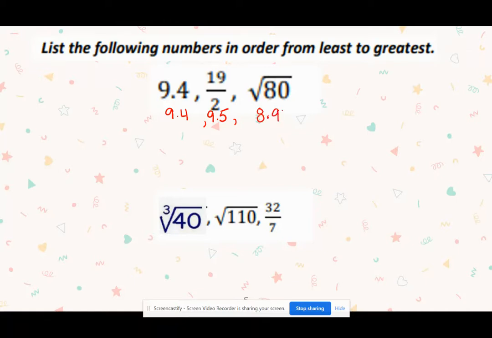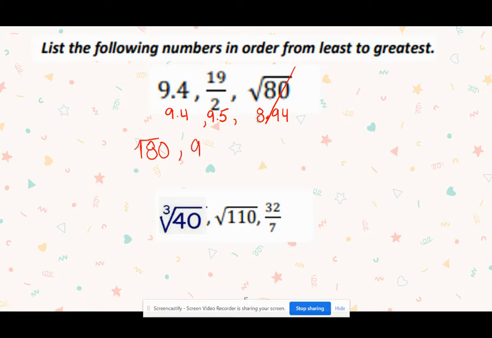So they want you to put it from smallest to biggest. The smallest in this case out of these three numbers is the square root of 80, because the square root of 80 is about 8.94. So we're going to list that first, square root of 80. And then I personally cross out when I use something so I know what I have left to use. Next up, we have 9.4 and then 19 halves.